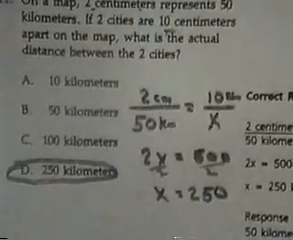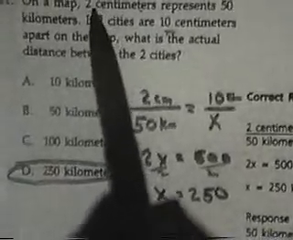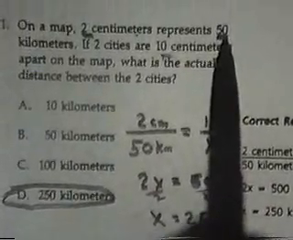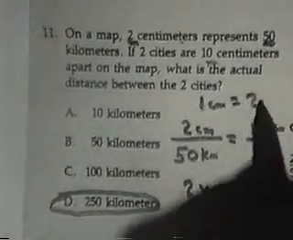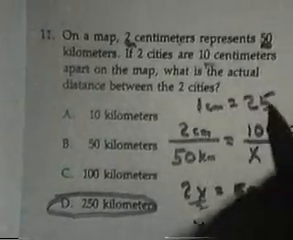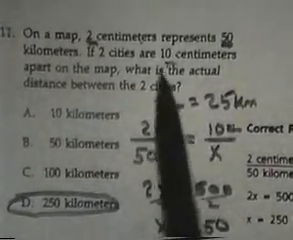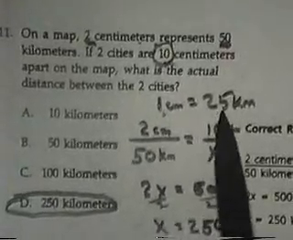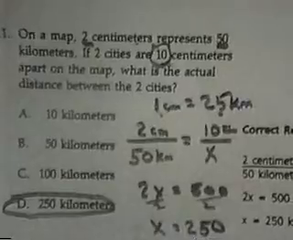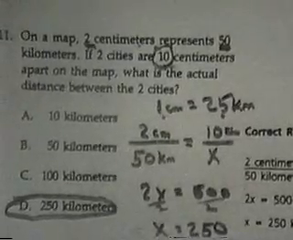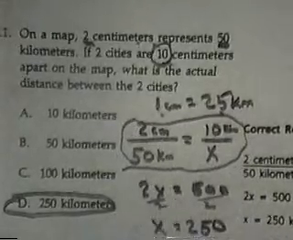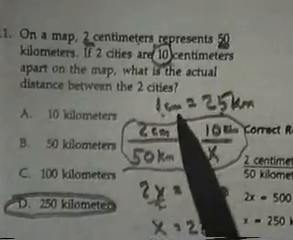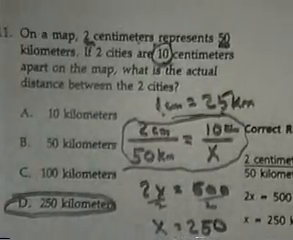Wait a minute, we could have done another reasoning process. Let's go back and look at this. If 2 centimeters represents 50 kilometers, then that means 1 centimeter represents 25 kilometers. So, what does 10 centimeters represent? 10 times that, 250. There's not just one way to work the problem. If you like to do it by ratio proportion, that's how you do ratio proportion. If you like to do it by reasoning, this is what you have to do by reasoning.